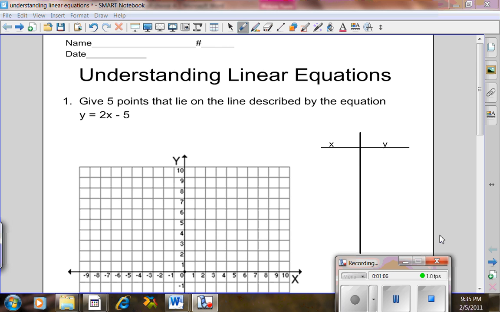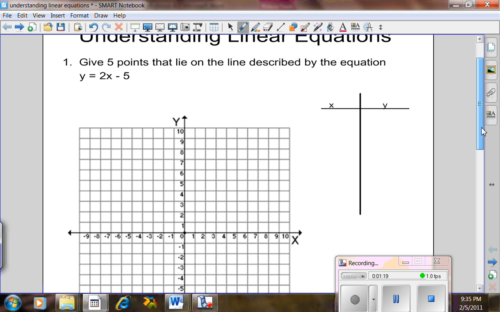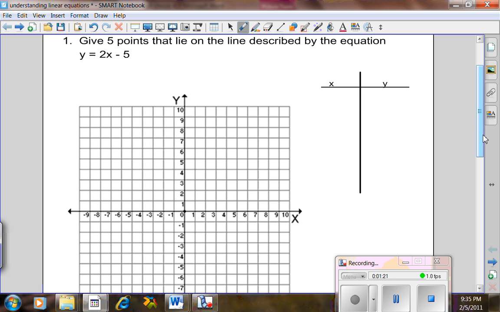So let's take a look at the first example. It says give 5 points that lie on the line described by the equation y equals 2x minus 5. Well, first, let's just start by graphing this. So the first thing I'm going to do is realize that my y-intercept is -5. So I'm going to go down to -5 and plot a point.